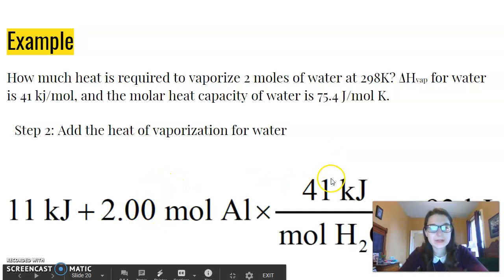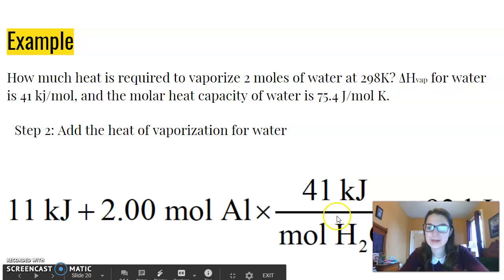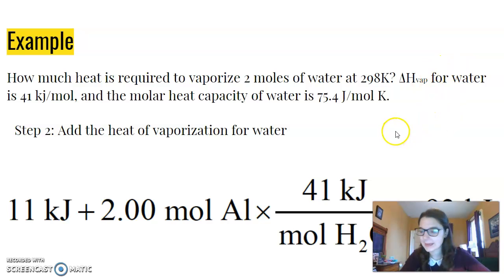So 2 times 41, and then here's the 11 kilojoules we got from before, and that's going to give us 93 kilojoules. I think with the aluminum, I forget if I already added it or not, but if there was confusion there, that could be why. So this 2 times 41 is step 2. This 11 kilojoules came from step 1. Okay.